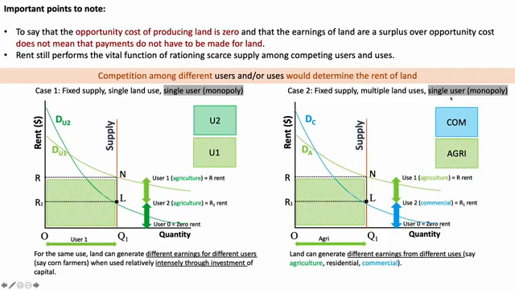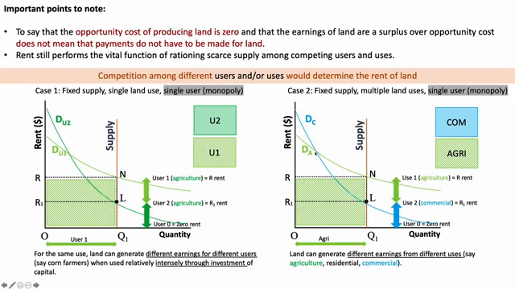Again, a monopoly situation of a single user, but here we are relaxing the assumption that land can be used only for agriculture, and allowing multiple uses. These different uses could be residential, commercial. Here we are assuming only two uses possible for land. One is commercial, one is agricultural. Again, the supply curve is a straight vertical line and the quantity is fixed at Q1.